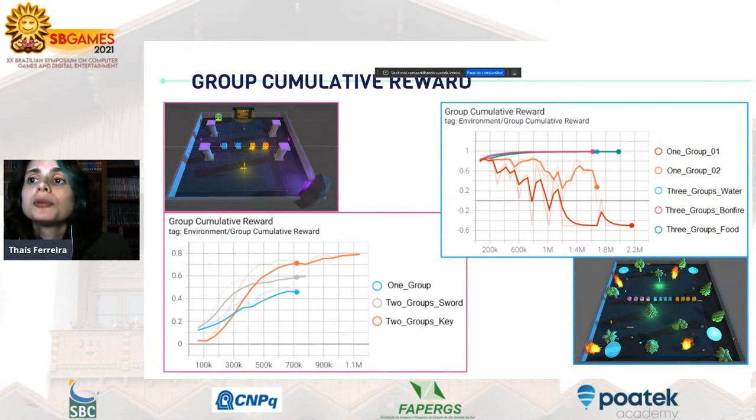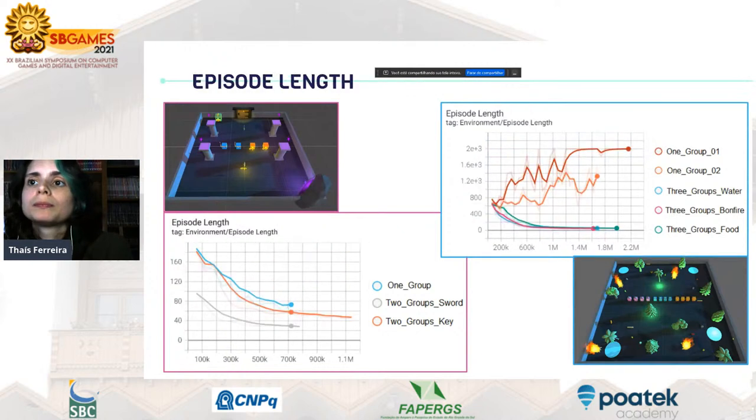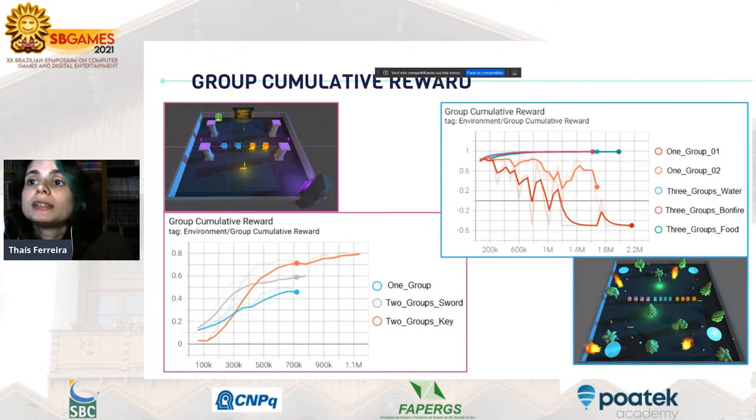In general, the group cumulative reward for the common knowledge scenario grows more slowly than the others. It occurs because this group needs to perform more tasks to achieve the goal and be rewarded. About the survive environment, we ran two tests for the common knowledge scenario. The orange and red lines refer to the tests in the common knowledge scenario. The common knowledge scenario showed lower mean cumulative rewards than the distributed knowledge scenario.